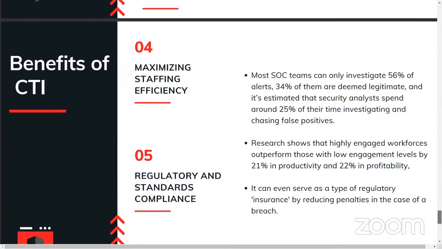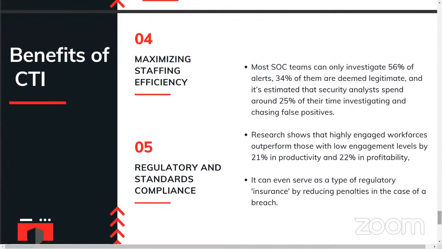Also, this can help in maximizing staffing efficiency. Most SOC teams, it is said, are only able to investigate a particular amount of alerts, which on average is 56%. 34% are deemed illegitimate, and it is estimated 25% is usually just a false positive. So if you have projections of what false positives would look like, as well as projections of what actual incidents look like, then the time spent on investigating false positives can be reduced.